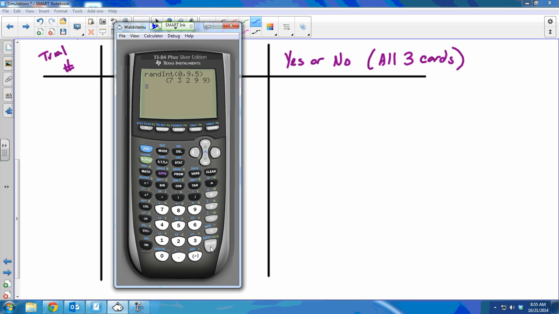So I get a 7, a 3, a 2, and a 9. Does that connect 3 cards? No, because I'm missing a 0 or a 1 to be the tiger card, right? And so I do it again.